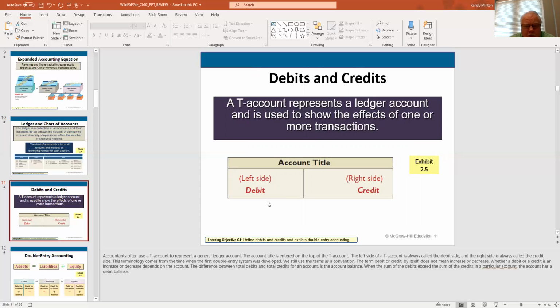Now, depending upon the type of account that is affected, if it's an asset and is being posted to the left-hand side, that means it's going up. If it's a liability and it's being posted to the right-hand side, that means it's going up. An asset goes down on the right. A liability goes down on the left.